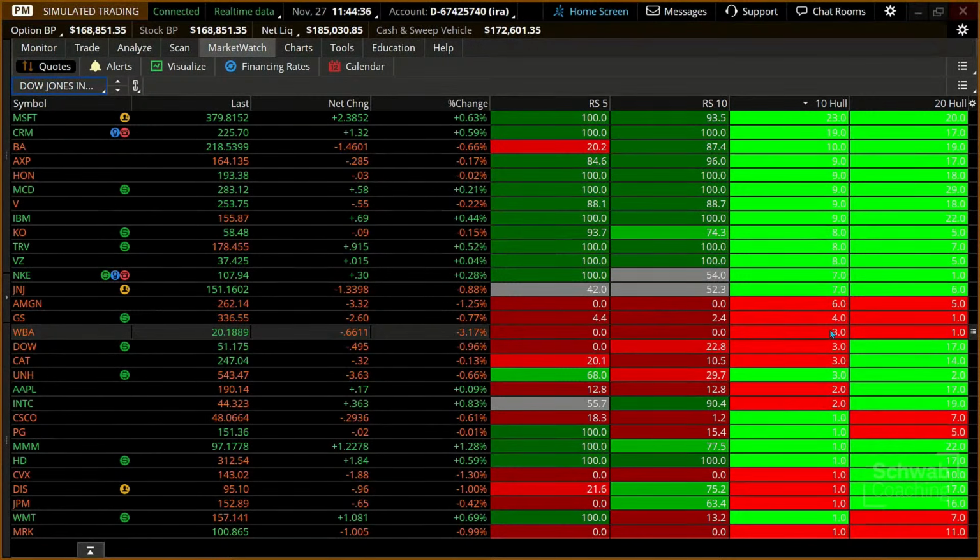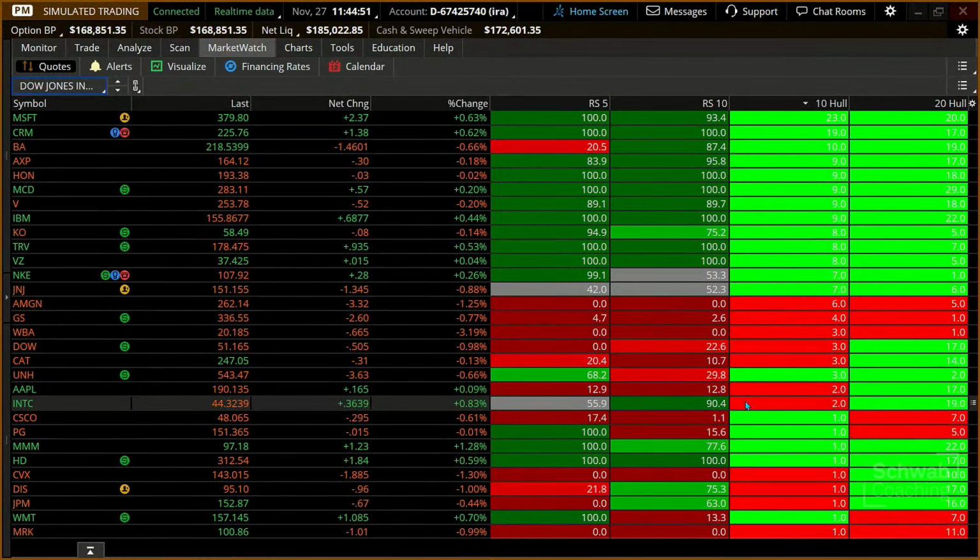But how do I find something where the short-term moving average is down, but that lagging moving average is still green? Let's think about it. Let's put our heads together. What the investor might be thinking is, this one right here, Intel, has a short-term moving average down. The 20-period moving average is still green.